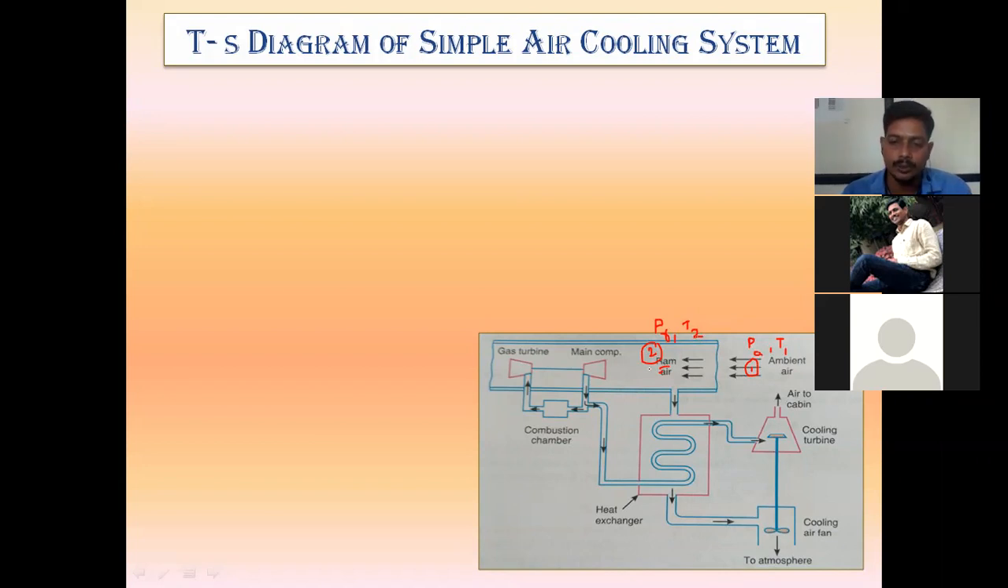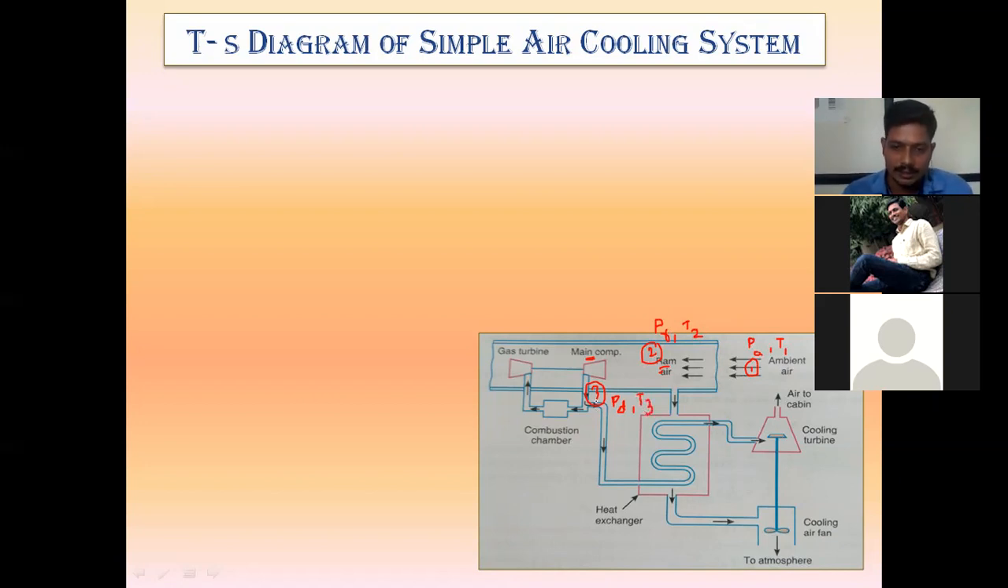That ram pressure air, having the pressure as ram pressure and temperature T2, will be given to the main compressor. Inside the main compressor, an isentropic compression process will take place, and the ramming pressure will get converted into delivery pressure. At the outlet of this compressor, point number 3 will be there. The 2 to 3 process occurs inside the main compressor, that is nothing but isentropic compression, and pressure increases from ram pressure to the delivery pressure PD, and temperature also increases from T2 to T3.